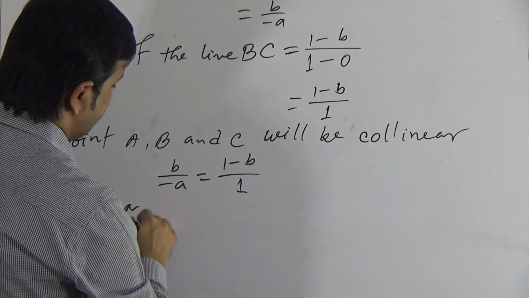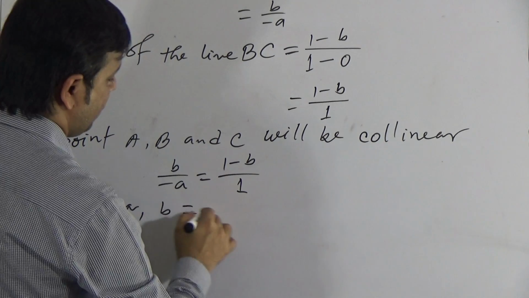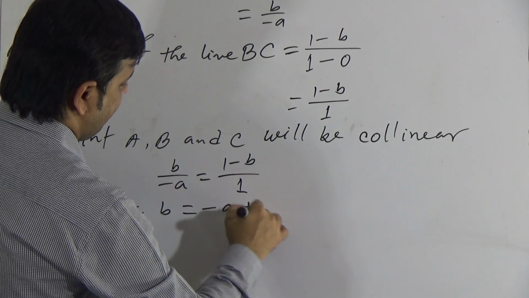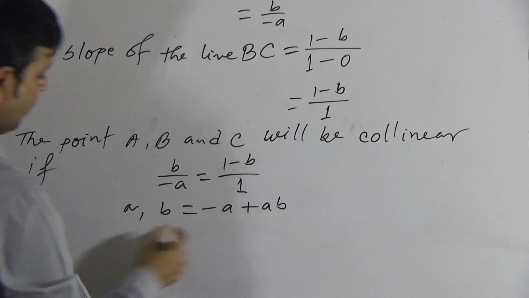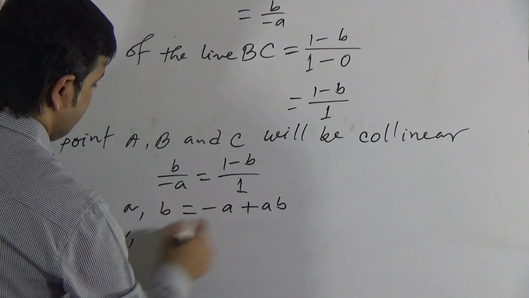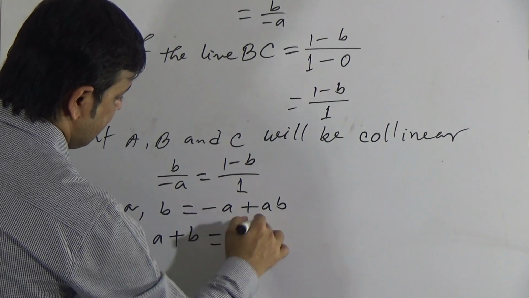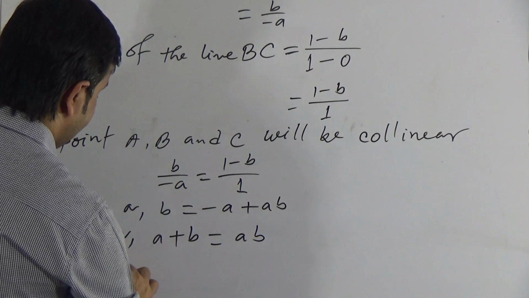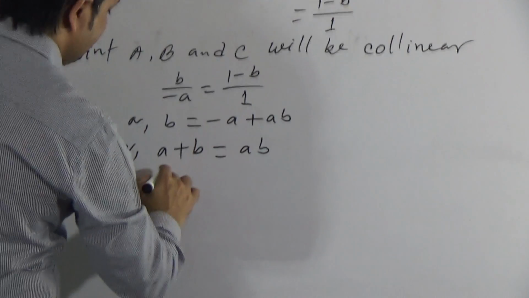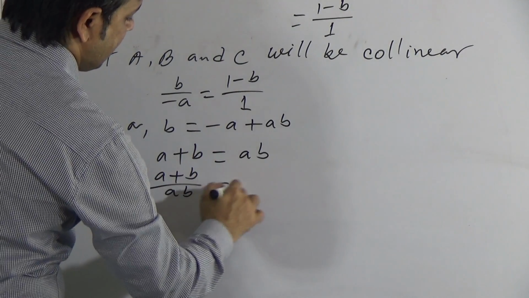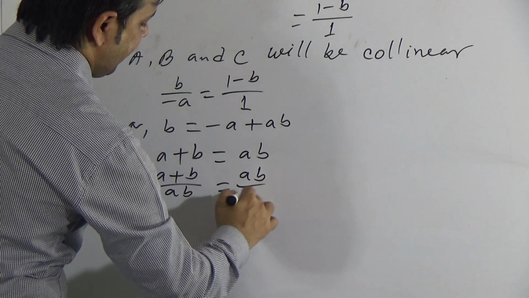So we can write b equal to minus a plus ab. So we can take here in the left side a, it will be positive, plus here is b, that is equal to ab. Now if we divide both sides by ab, this will be a plus b divided by ab is equal to ab by ab.